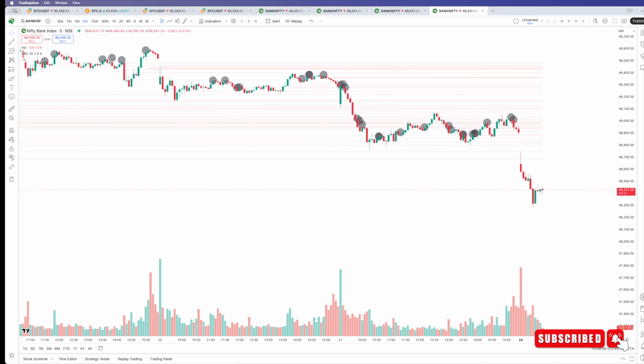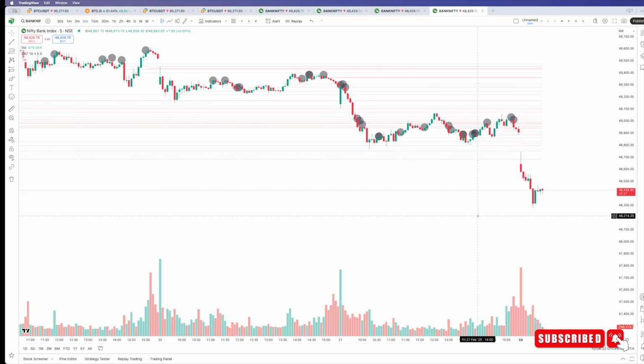A gray bubble indicates an area where price might reverse, while a black bubble signals stronger confluence. If price rejects a bubble, it suggests a reversal. If price breaks through, momentum continues. Always confirm with price action, volume or trend structure before trading.